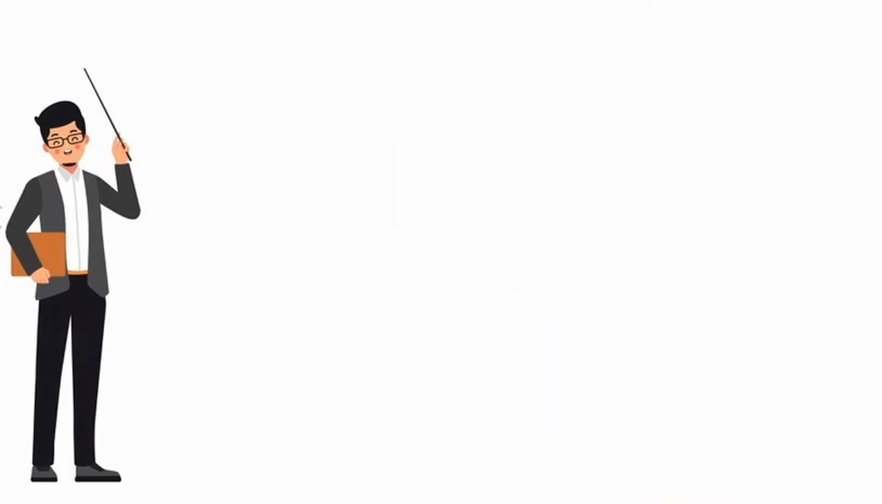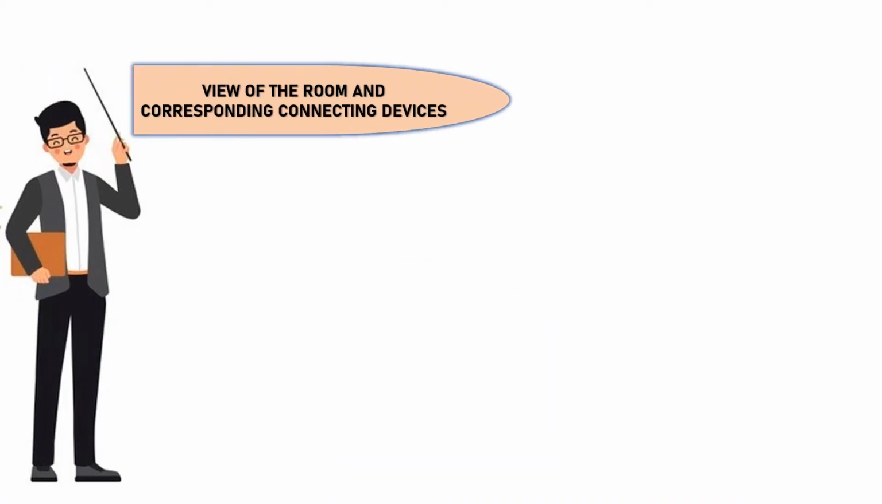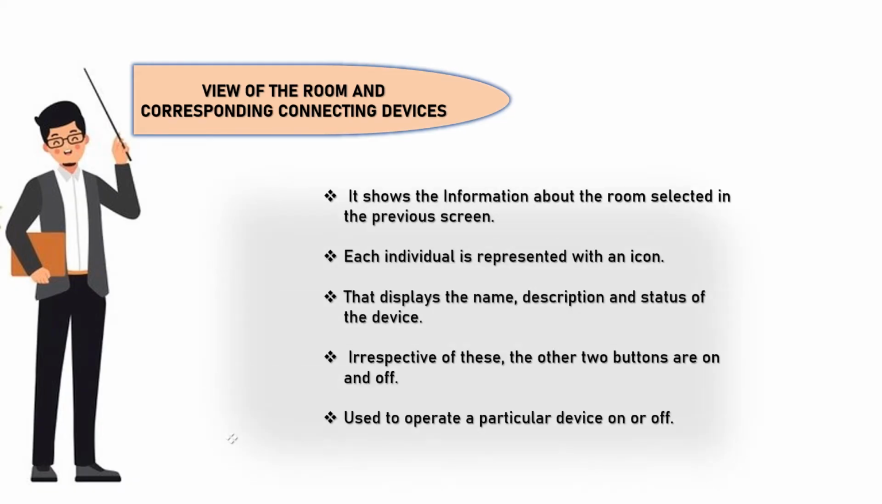Next, view of the room and corresponding connected devices. In this interface, it shows the information about the room selected in the previous screen. Each device is represented with an icon that displays the name, description and status of the device. Alongside these, two other buttons, on and off, are used to turn a particular device on or off.